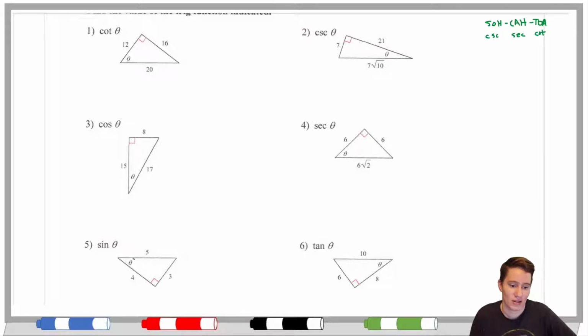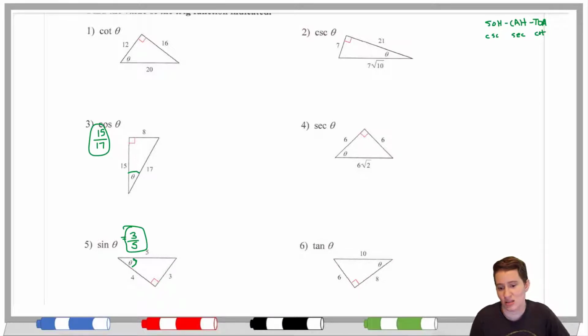So sine of theta here is opposite over hypotenuse, so 3 over 5. We are going to leave it as 3 over 5. We're not going to put a decimal. We're not going to actually try to find the angle. That's just our answer, 3 over 5. Let's do cosine. So adjacent over hypotenuse is cosine. So the adjacent side would be 15. The hypotenuse would be 17. So cosine is 15 over 17. Also doesn't simplify. So that's our answer.